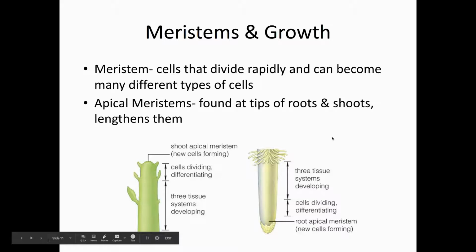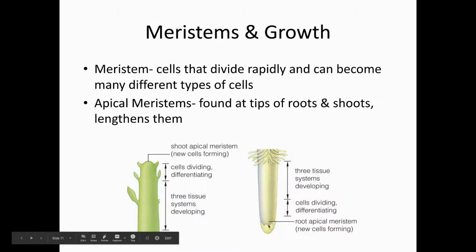Okay, the meristem is where the cells divide rapidly and become many different types of cells. So this is where the stem cells are. The apical meristem lengthens it. So apical meristem makes things grow up and makes things grow down. You can find it at the bottom of the roots, and you can find it at the tip of the shoots.